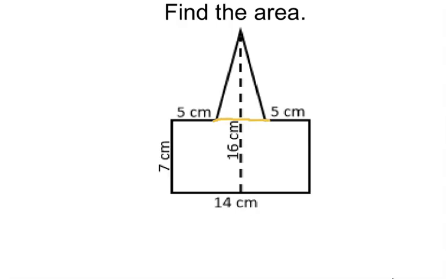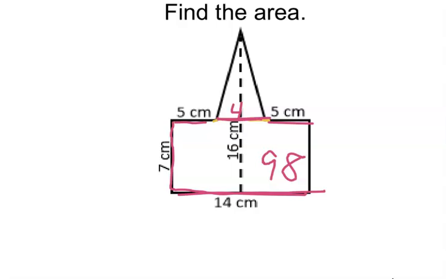Find the area. I went ahead and divided it already into a triangle and a rectangle. The rectangle is 7 by 14. 7 times 14 is 98. The triangle, we don't know the base here. We know this is 14, and then we have to subtract 10 from it. So 14 minus 10 makes this base a 4.